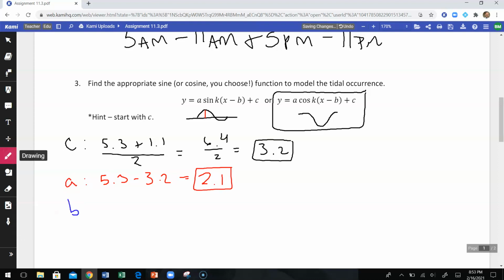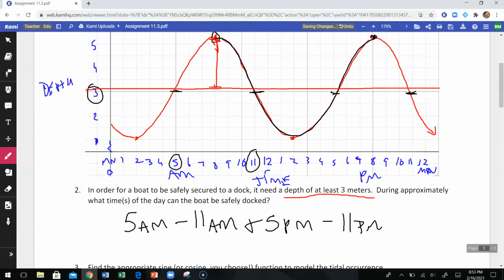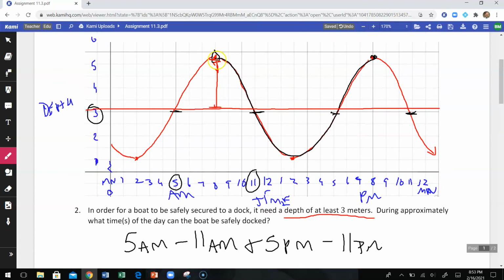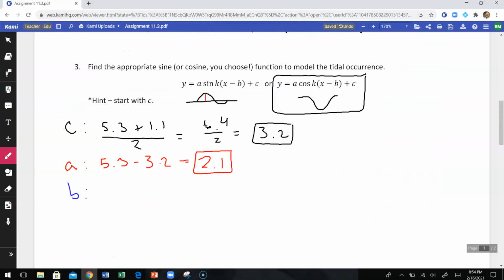Okay, next we're going to move to B. B is our phase shift. We didn't start our cosine curve at the y-axis at 0. We have that shifted over. So the question is, what is that shift for our initial y value there at the top? That means we're starting at 8 a.m., because that's where we hit high tide for the first time. So I'm going to say that our B value is 8 a.m. So I'm going to use 8 for B.